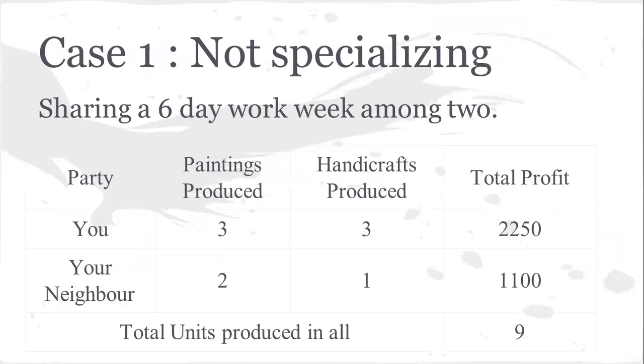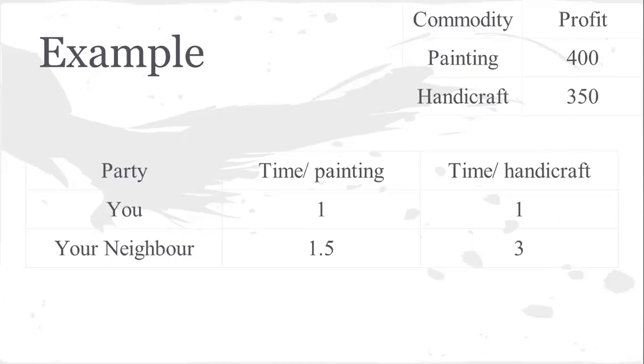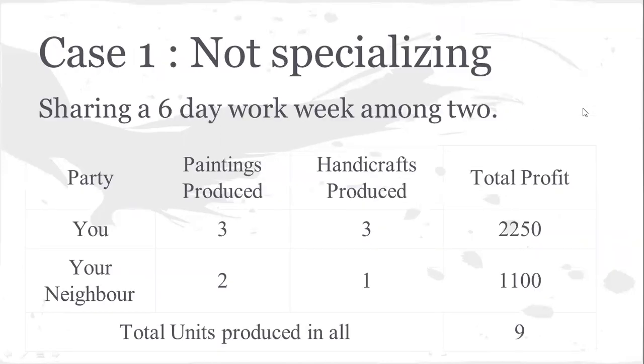Then if painting produced is 3 and handicraft produced is 3, and sharing a 60 work week between you and your neighbor, your total profit will be 2250. If I go to the previous one, look at this condition. It's 400 and 350. So if it is 3, it will be 2250 for you, and for your neighbor, for 2 paintings and 1 handicraft, it will be 1100, and the total produced will be 3 plus 3 plus 2 plus 1, meaning 9. So this is your profit, and this is your neighbor's profit.